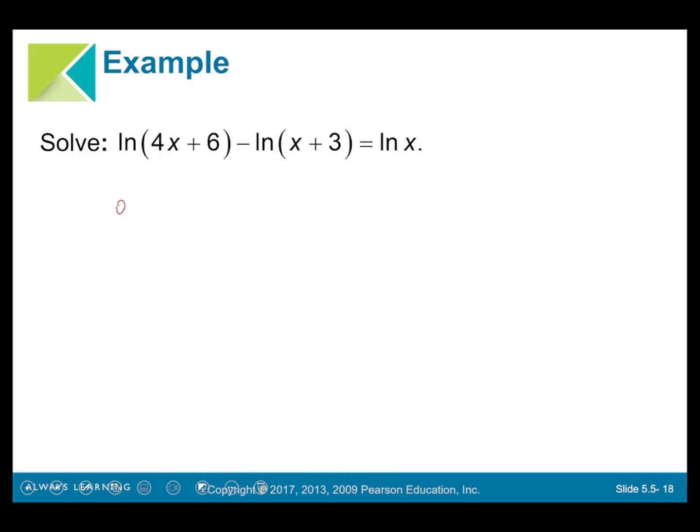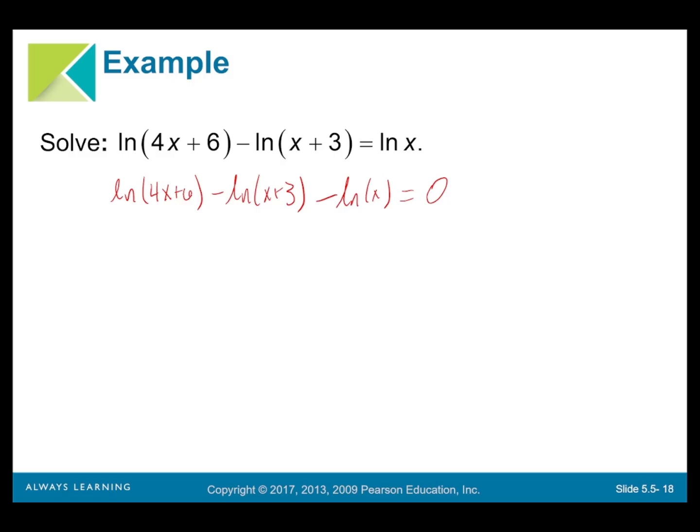Now moving on. We have ln(4x + 6) - ln(x + 3) = ln x. So let's use our rules here and see what we can figure out. Essentially, I have ln(4x + 6) - ln(x + 3) - ln x. This equals 0.